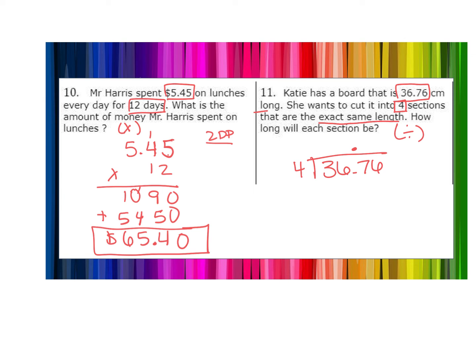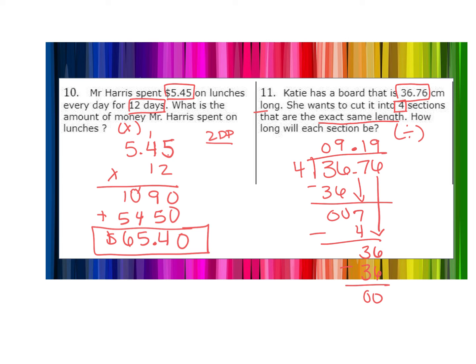4 into 3 goes 0. 4 into 36 goes 9 times. I'm going to subtract 36. Bring down my 7. That's going to be 1 time. Take away 4. And then I got my 3. Bring down my 6. That's going to be 9. So I'm going to take 36 away. How long should each section be? 19.19 centimeters long.